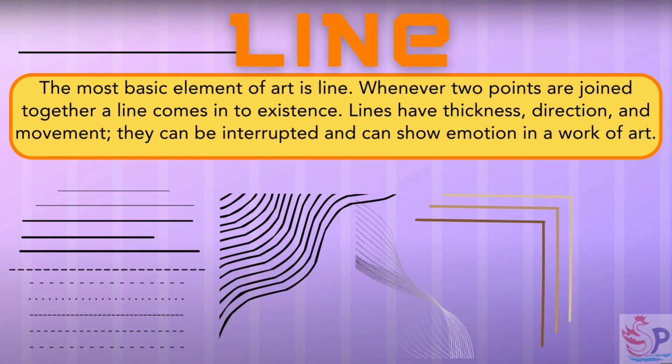Line. The most basic element of art is line. Whenever 2 points are joined together, a line comes into existence. Lines have thickness, direction, and movement. They can be interrupted and can show emotion in a work of art.